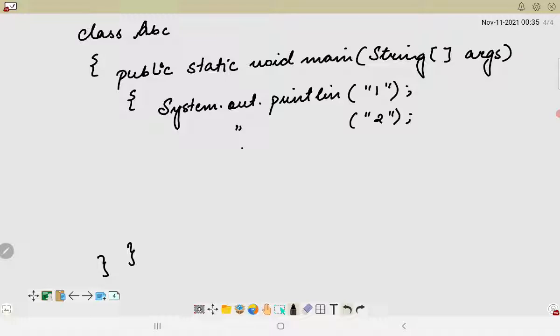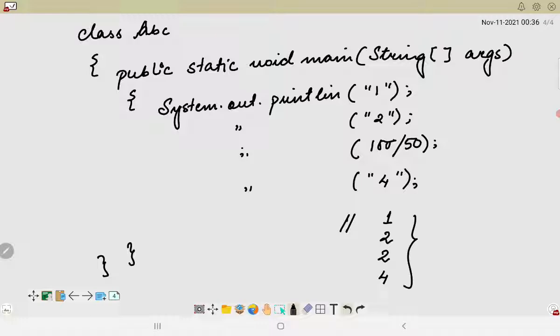Okay, and then let's say I have another one which will print 100 divided by 50, and then let's say I have another one which says 4, etc. So when I try to compile this program, it will get compiled, and the output generated is basically 1, 2 (100 divided by 50 is 2), then 4. So this is the output that this program would be generating.